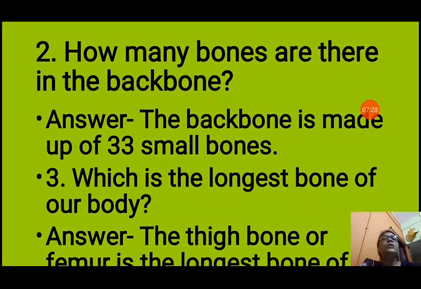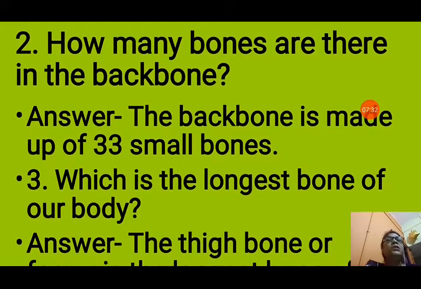Question number 2. How many bones are there in the backbone? You know your backbone is a very long bone, but it is not a single bone. Very small bones are joined with each other. That's why we can move and bend our back. These are called vertebrae and they are 33 in number. So the answer will be: the backbone is made up of 33 small bones.